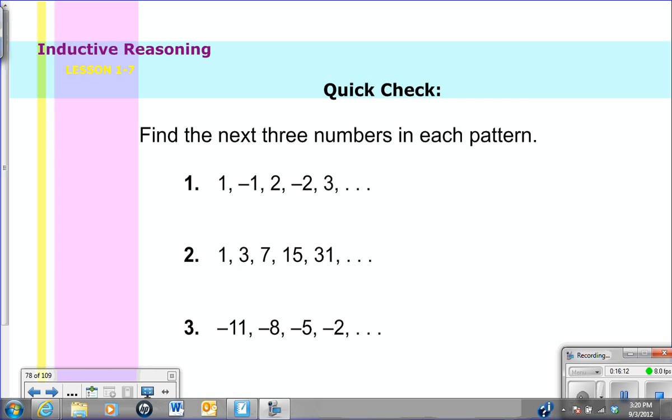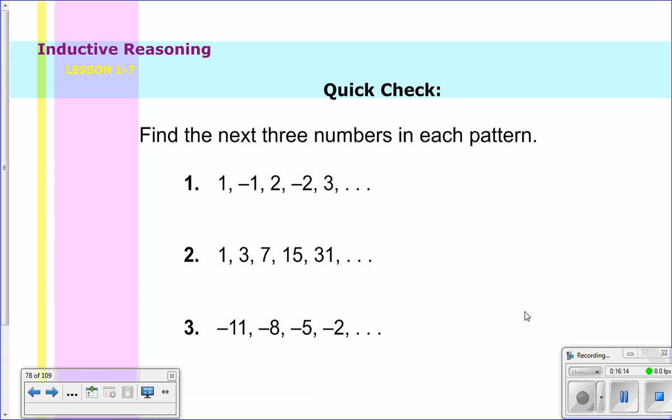All right, so for 1 here, we go 1, negative 1, 2, negative 2, 3, and so on. If you take a look, I'm going to just say the rule. It looks like when I start with 1, I do the opposite of that number next. Then I move to the next. So the opposite of 1 is negative 1. Then I go to 2. The opposite of 2 is negative 2, and so on. So my next number should be negative 3. And then I move to 4, then negative 4. Those should be the next 3 numbers.